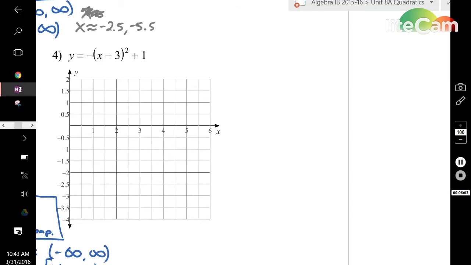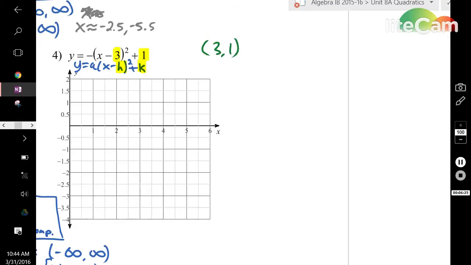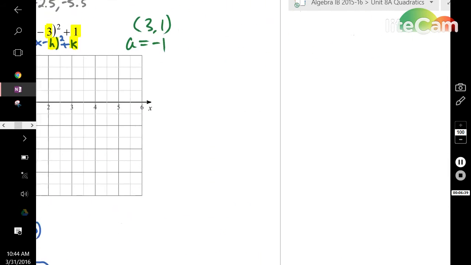Number 4, you're going to do the exact same thing as before. I do want you to notice this though. When I rewrite the vertex form underneath this one, h and k we found just as before, x minus h, x minus 3, plus k, plus 1. So we know that the vertex is 3, 1. Now, look at the a value though. A is negative 1. So for transformations, this is actually going to flip downwards. So before it pointed up like a U, now it's going to point down like a hill. Okay?